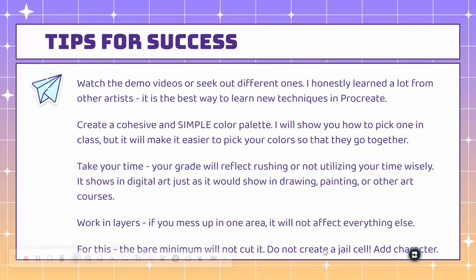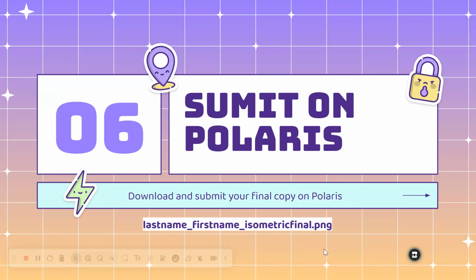Make sure you're using those layers. If you mess up in one area, it will not affect everything else. We start with the layer project because I want you to use the layers. I'm telling you, it'll make life easier. You can merge them later, but keep things separated as you work in case something doesn't work out. You'll submit that on Polaris when you're totally finished. You can see the file name down there.